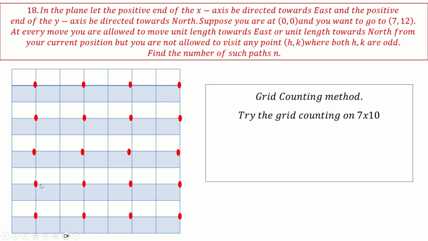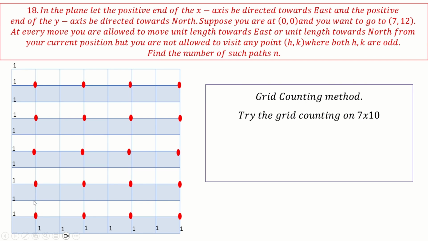This is 1 comma 1, 1 comma 3, 1 comma 5, 1 comma 7, 1 comma 9. Similarly, this is 3 comma 1, 3 comma 5, 3 comma 9, and so on. So these are all places I can reach from 0 comma 0 in only one way, one way, one way. There is no other way because I cannot go and come back down here. South is not allowed. I can go only east and north, only right and up. It's like a staircase. I can only go up, I cannot come down.